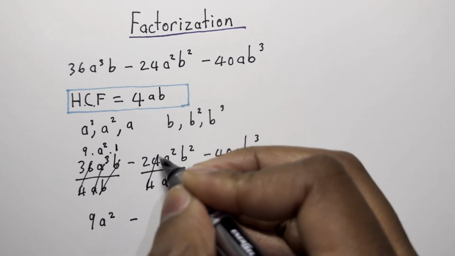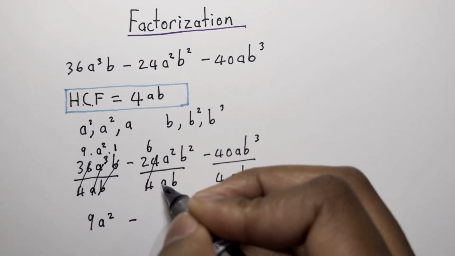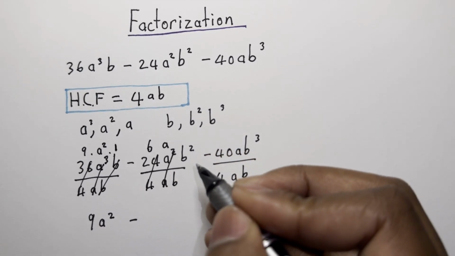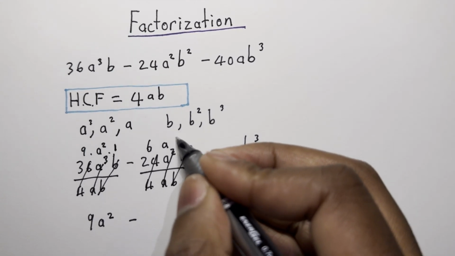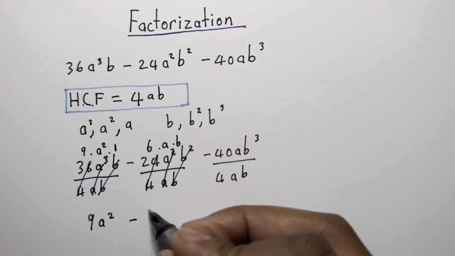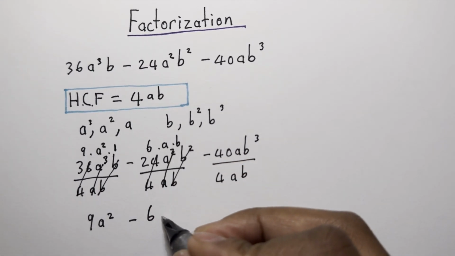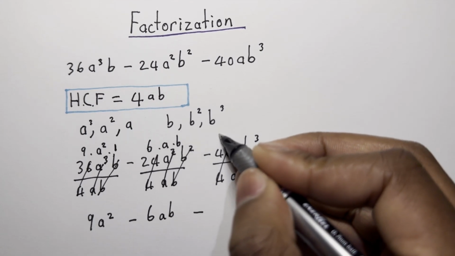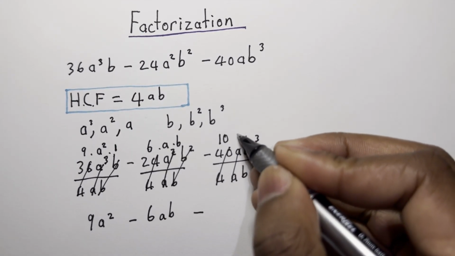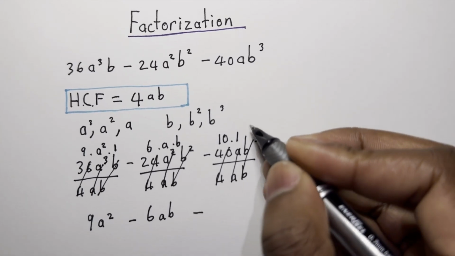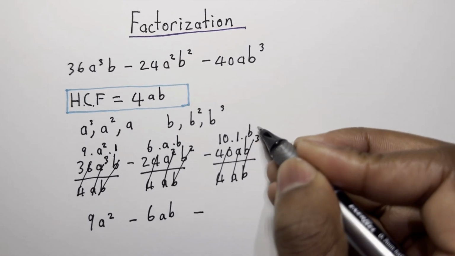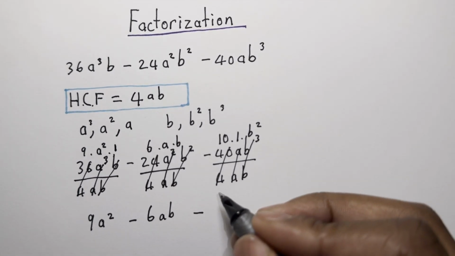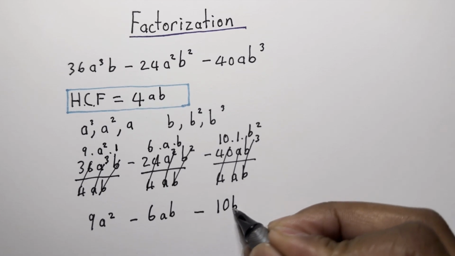Now 4 into 24 goes 6 times. A into a squared leaves us with a. B into b squared leaves us with b. 6ab. 4 into 40 goes 10 times. A into a is 1. B into b cubed leaves us with b squared. So 10 times 1 times b squared is 10b squared.